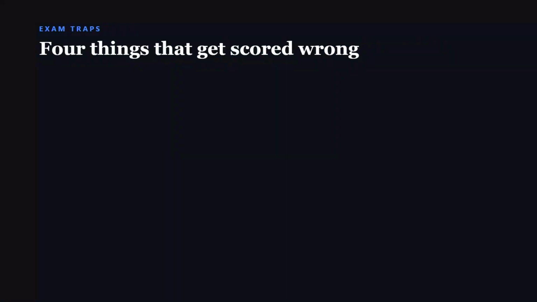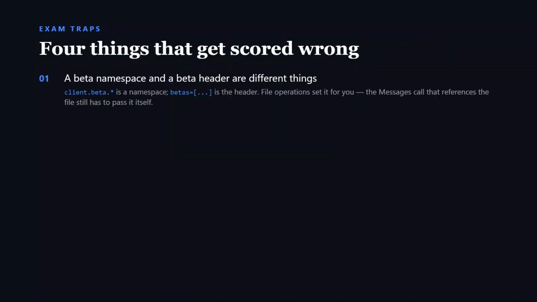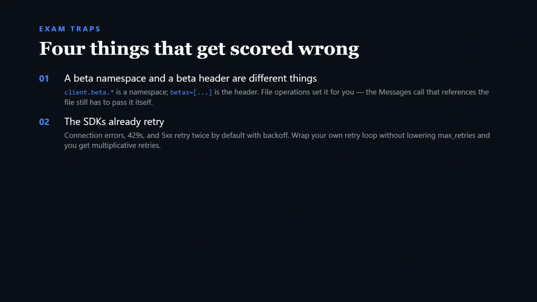Four traps. 1. A beta namespace and a beta header are different things. client.beta is a namespace in the SDKs, and betas equals a list is the header. File operations set that header for you, but the messages call that references the file still has to pass it itself. 2. The SDKs already retry.